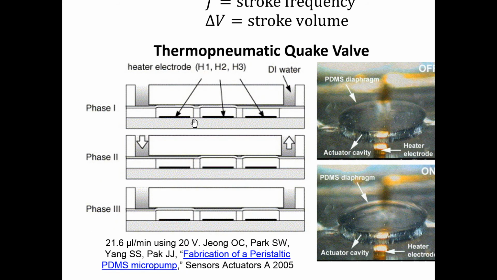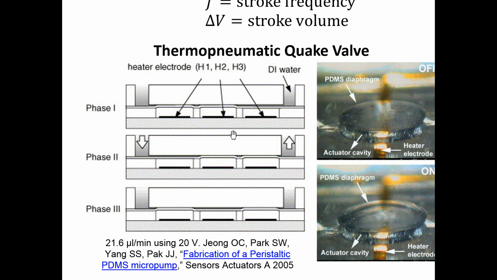So when this heater heats up, heater 1 and heater 2 are heated together at the same time. You notice that both of them are deflected. And then after that, the next 2 valves, heater 2 and 3, are activated. Then in phase 3, only the first valve and the third valve are activated. So the 3 valves operating in succession ensure that you get flow in one direction. It prevents backflow.